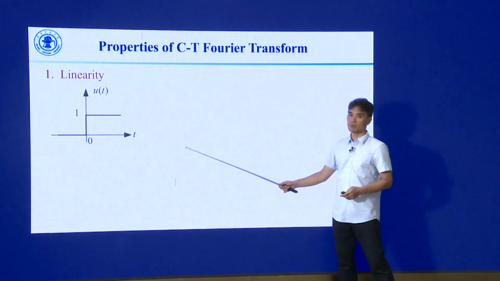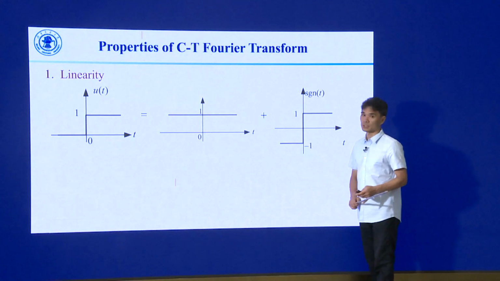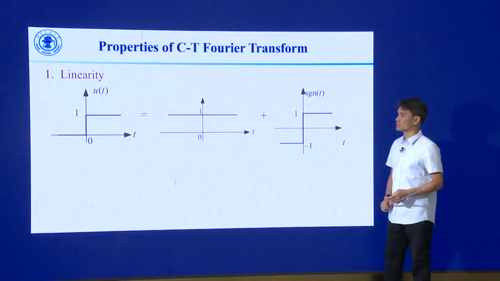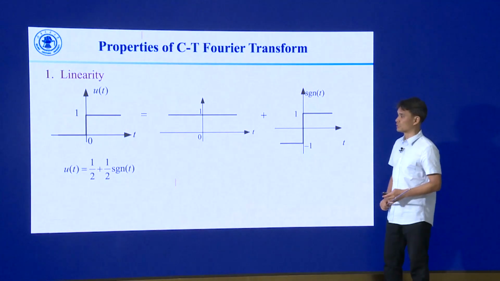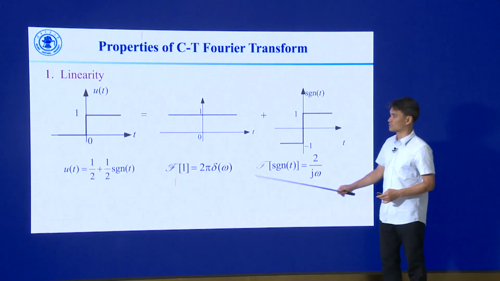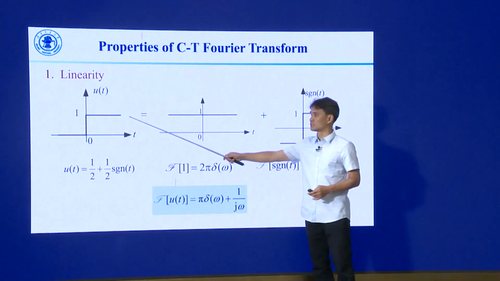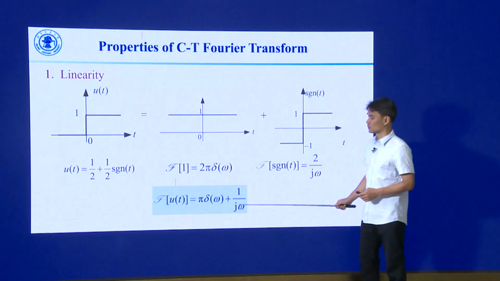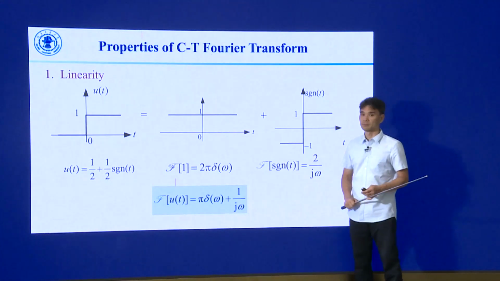Here is one example. A unit step function can be decomposed into two parts. One is the DC component, the other one is the sine signal. So if we know the spectra of these two signals, then the spectrum of the unit step function will be equal to the linear combination of these two signals' spectra.